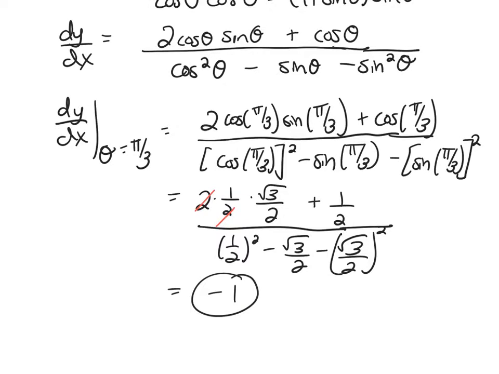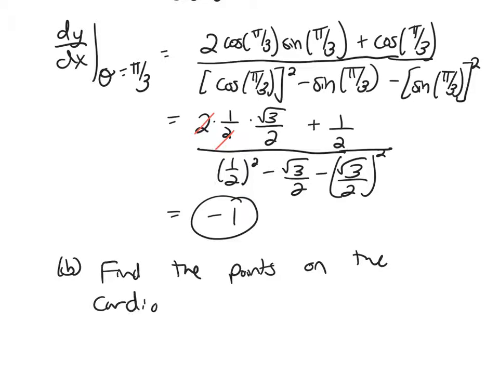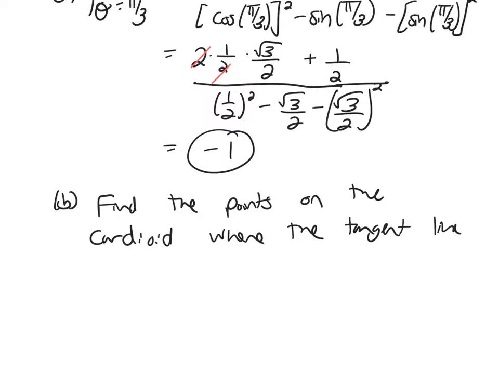So for our final part of this problem, what we're going to do is find the points on the cardioid where the tangent line is horizontal or vertical.